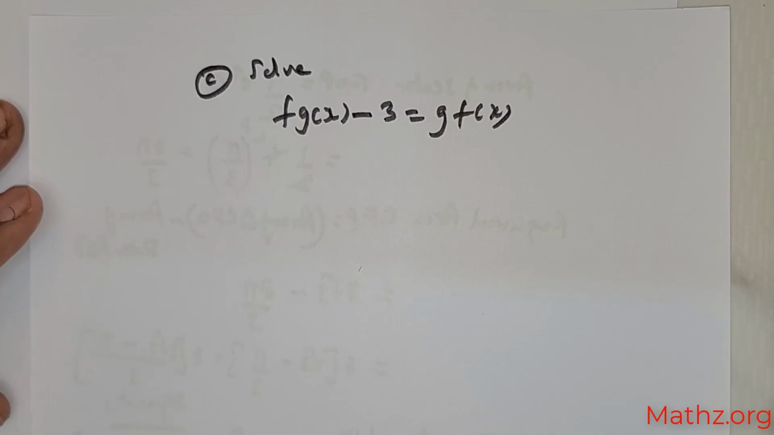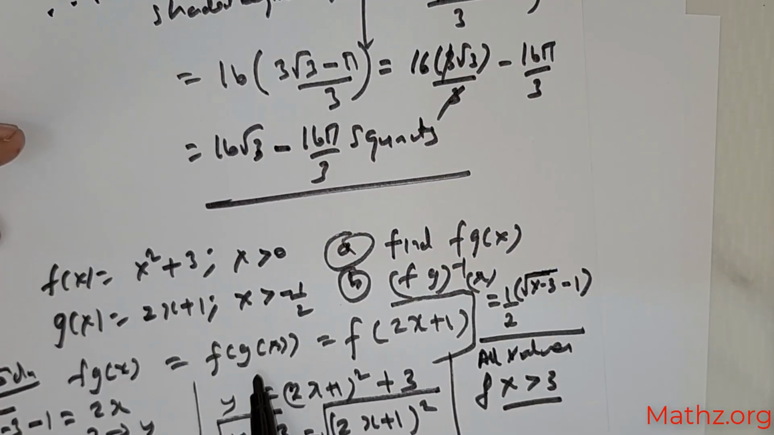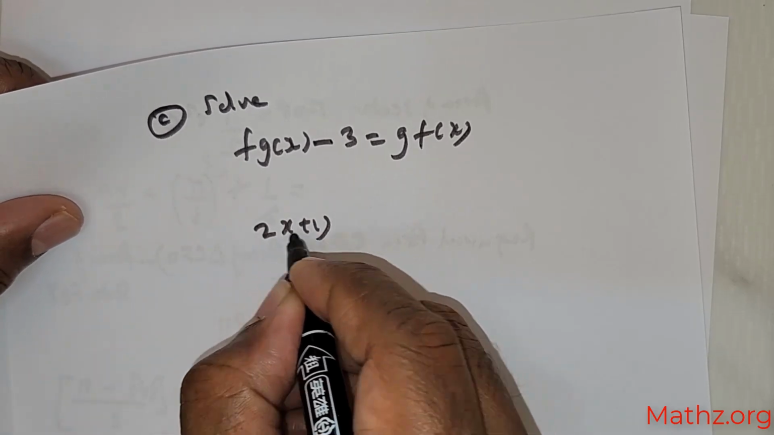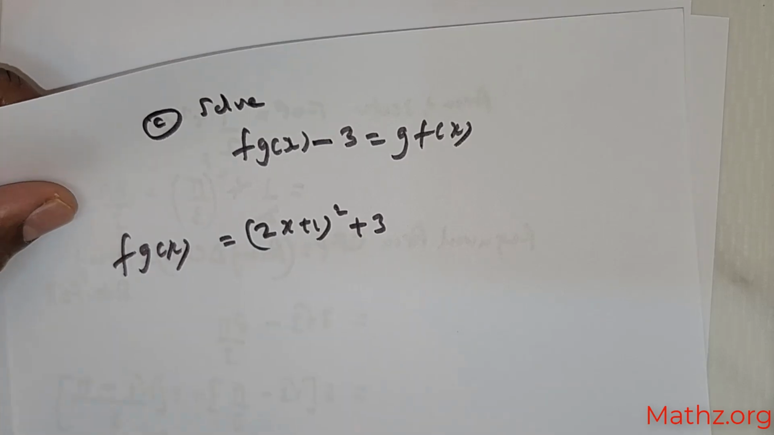Okay, now fg(x), we have already got fg(x). fg(x) is (2x + 1)² + 3.